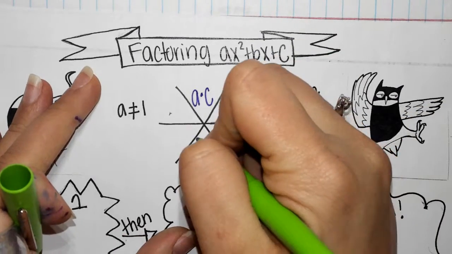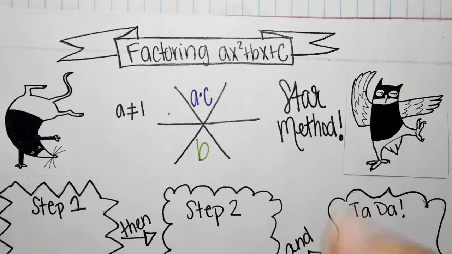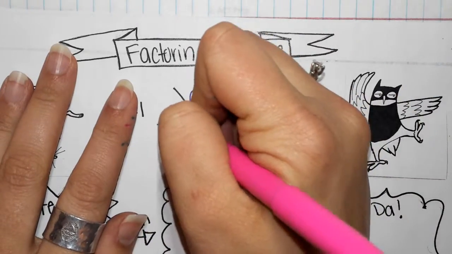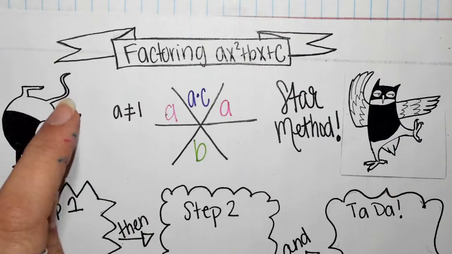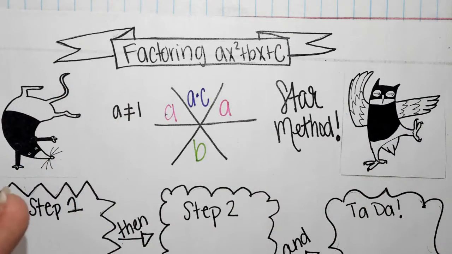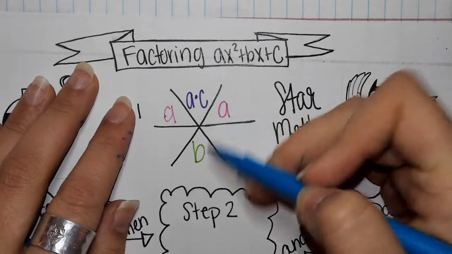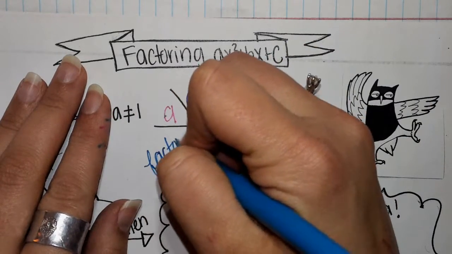Then in your star on the bottom, you write B. So whatever B is, you put it on the bottom. On the top part of our star, we write our A. So we can do this in the beginning, before we do anything else. And then we're still finding two numbers that multiply to give us this, add to give us this, and we list our factors on the bottom.